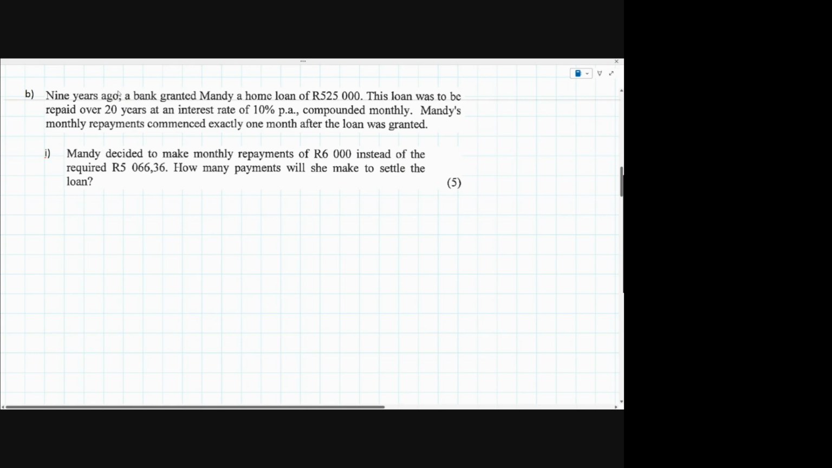I'm now going to read it again with a more critical eye and identify all the important bits of information. So 9 years ago, she was granted a loan of 525,000 Rand. The whole loan had a period of 20 years at an interest rate of 10% per annum compounded monthly. All right, so when I say highlight the important information, your important information is how long, what amount, what interest rate. You need those bits of information in order to answer a question.